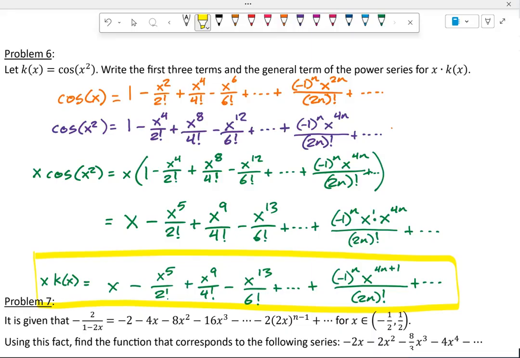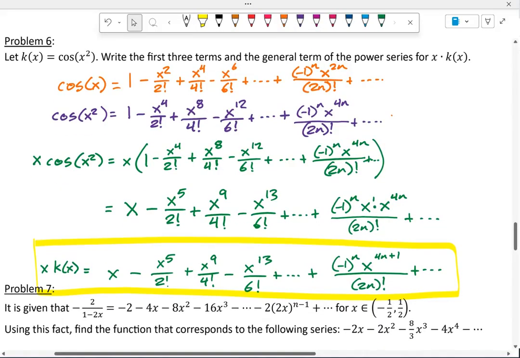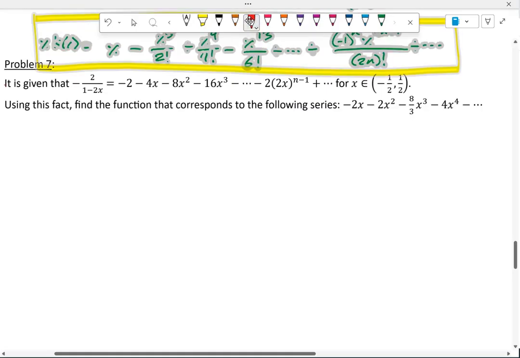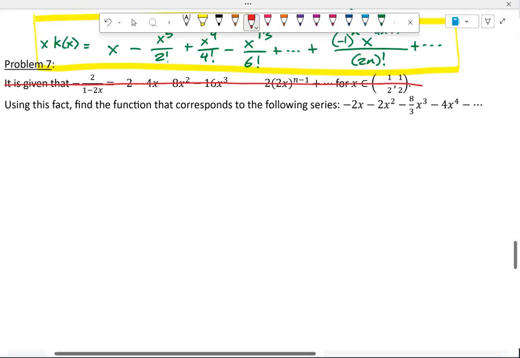Okay. Any questions on that problem, ladies and gentlemen? We good with that? Okay. So problem number 7, we're actually not going to do this one here. I'm going to do a different one. So we are going to actually cross this one out, and we're going to write a new problem.